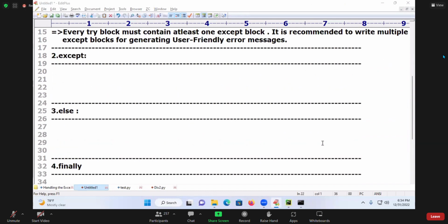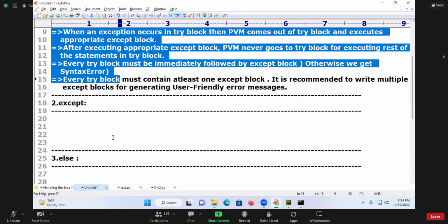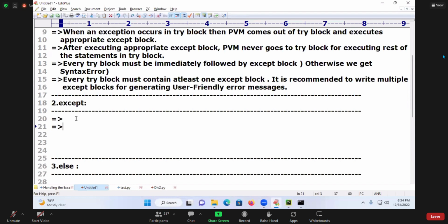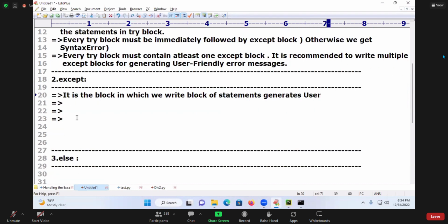Yes. Let us go to the next block: the except block. Online students, did you understand these try block points? Is it clear? Fine. So let us go to the except block now. Tell me, what did you understand about the except block? Everybody answer my question. First point: it is the block in which we write which statements? A block of statements that generates which messages?